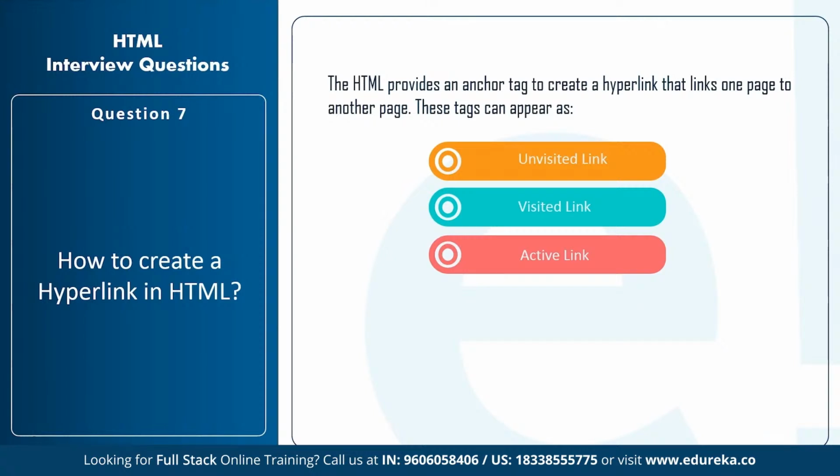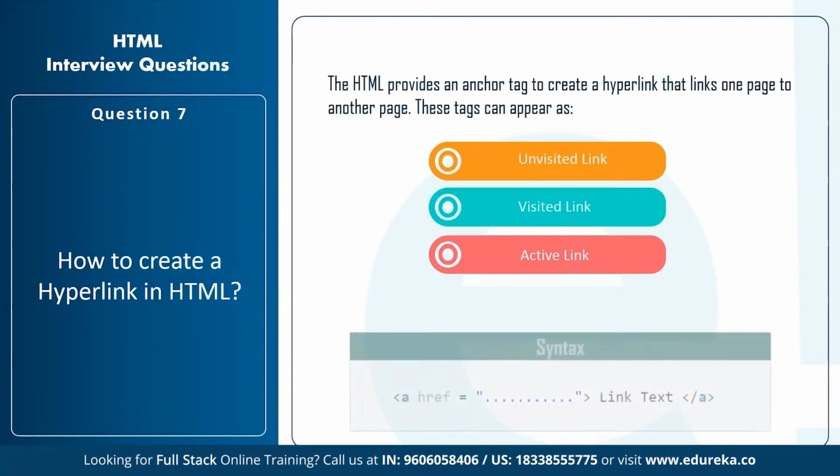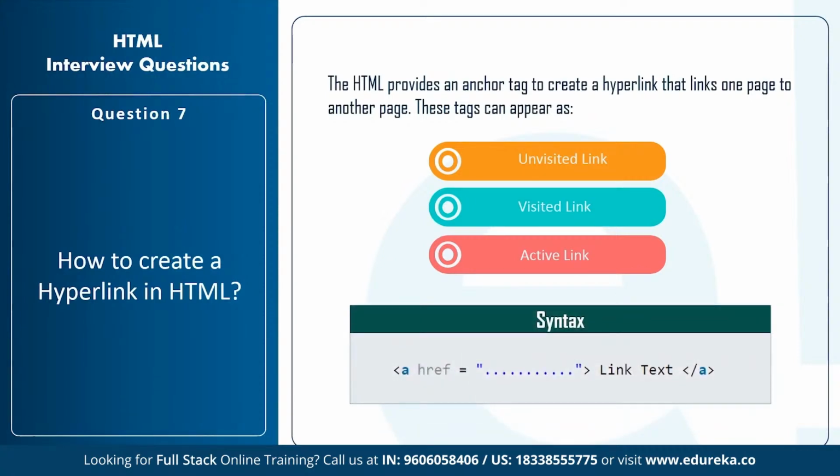So we have the unvisited link. This is displayed and underlined in blue, and the visited link is underlined in purple, whereas the active link is underlined in red. So here you can see the syntax of hyperlink in HTML. We have our anchor tag, and inside that we have the href, inside which you are going to insert the particular link to the website that you are linking it to. And then you can write any link text for this as well. So this is how you can create a hyperlink in HTML.